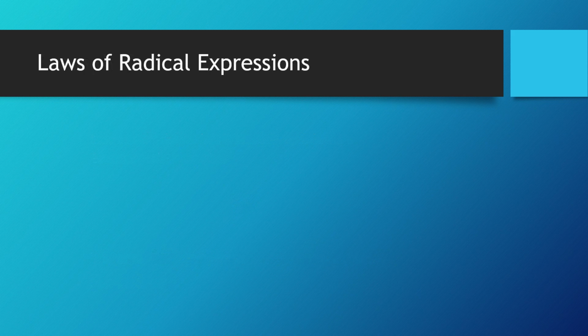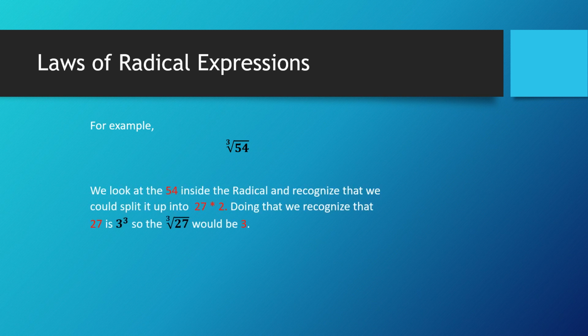In our previous lesson on radical expressions, we discussed how we can split apart certain radical expressions that are not perfect squares. For example, we could split the cube root of 54 up like this. We look at the 54 inside the radical, and recognize that we could split it up into 27 times 2. Doing that, we recognize that 27 is 3 cubed, so the cube root of 27 would be 3. So after the split up, we have the cube root of 27 times the cube root of 2.